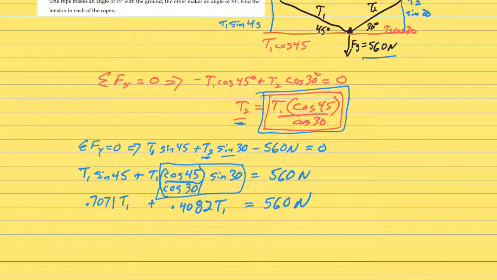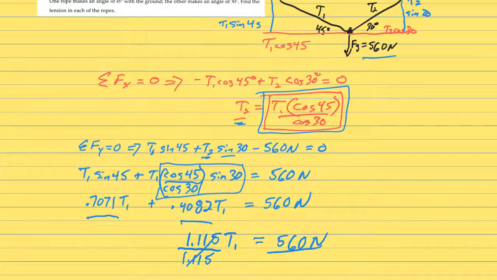All right. So now I've got to add these two decimals. The one's already in there, so I'm going to add 0.7071, and I get 1.115 T1 equals 560. How do you get T1 all by itself? Let's divide this all out of there by 1.115. And so it's already in my calculator, 560 divided by answer, and I get 502 newtons.